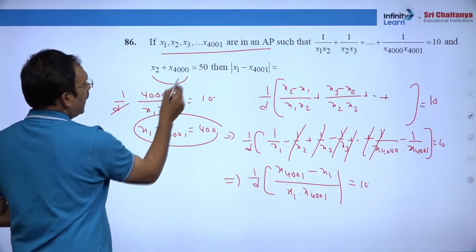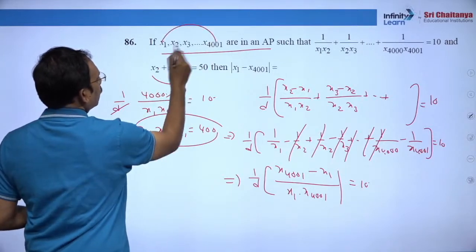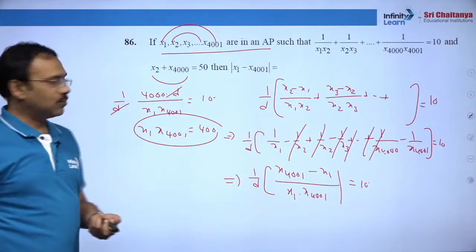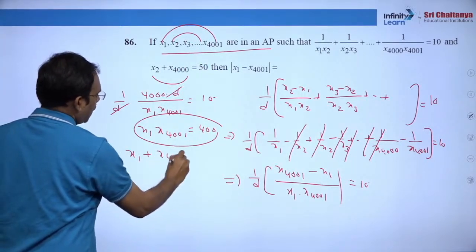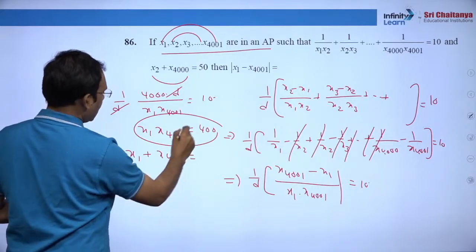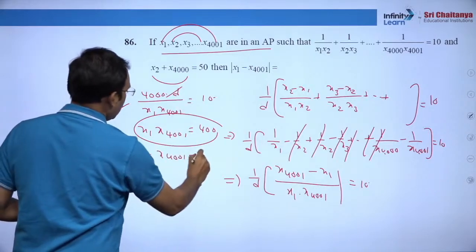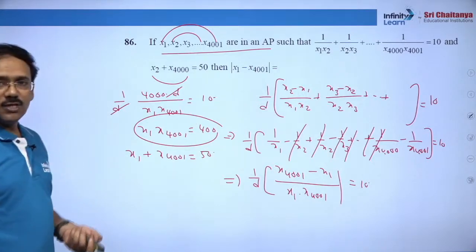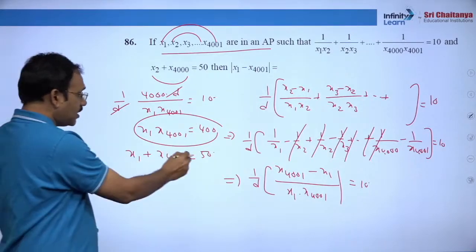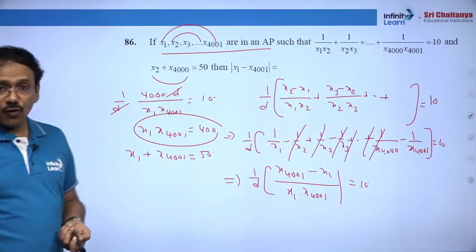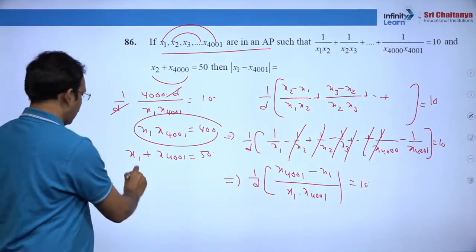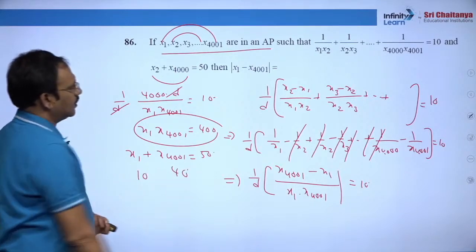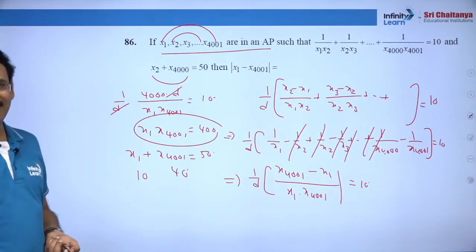So, in an AP, x1 plus x4001 is the same as x2 plus x4000. So x1 plus x4001, I can say the sum is going to be 50, my dear friends. So these are two numbers, their sum is 50, their product is 400. Can I say 10 and 40? Yes, 10 and 40. Maybe the difference he is asking, you can find 30, right?